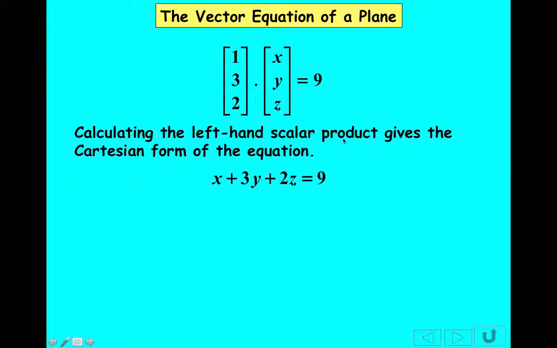The other way of writing the equation of a plane, the second way, is the Cartesian form. Here's the Cartesian form of the plane, where we've just got x, y, and z, not in vector form. So you can see if you do the dot product on the left hand side there, you get 1x, 3y, and 2z. So this is the Cartesian form of the plane.